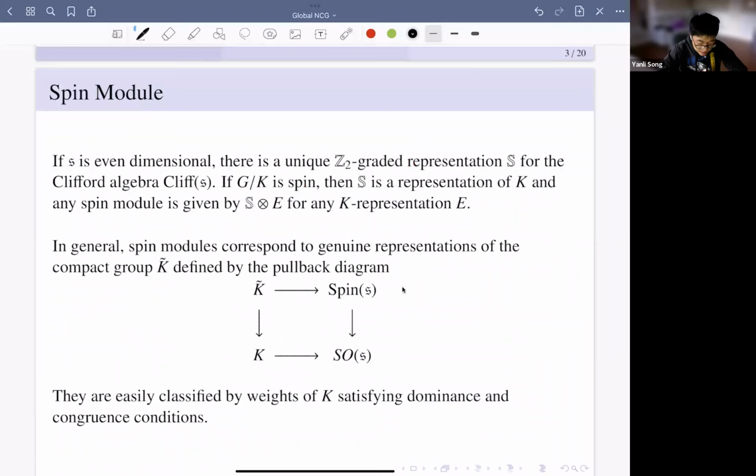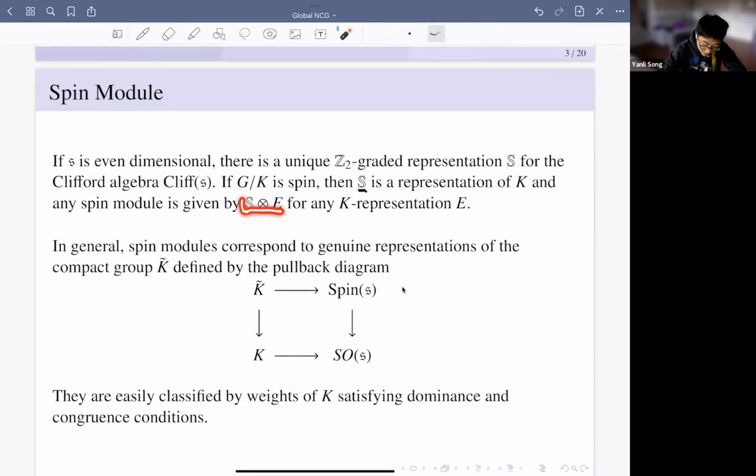So if S is an even dimensional real space, then there always exists a unique Z2 graded irreducible representation for the Clifford algebra. And if G mod K is spin, it is equivalent to say that this spin representation is also a representation of K. In this case, the spin module is always in the form of a tensor.